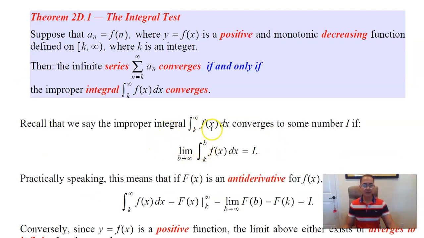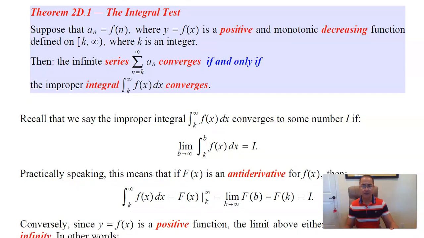Okay, so let's review. This improper integral converges to some limit I, some number I, if the proper integral from k to b of our function has a limit as b gets bigger and bigger as we push b to infinity. Okay, so we learned how to do that in that video on improper integrals. We did it to our example. We had our antiderivative, x to the minus 2/5 times minus 5/2.